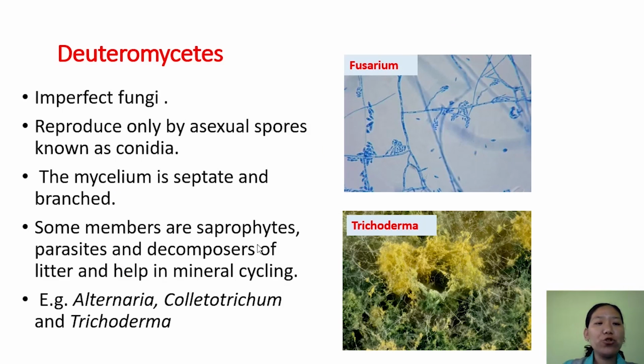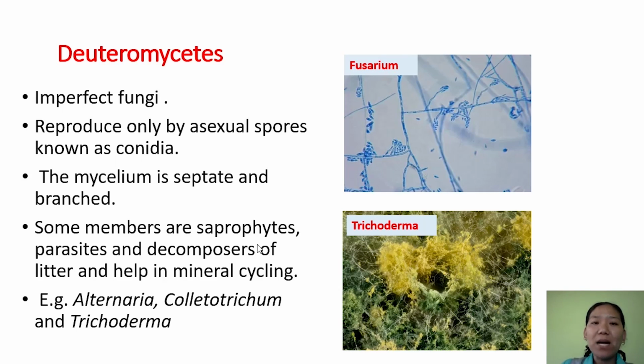Now next is deuteromycetes, and they are called imperfect fungi. Why do you think they are called imperfect fungi? In the class of deuteromycetes, only the asexual spores are known, and that asexual spore is conidia. The sexual stage of these fungi is unknown. So that is why this group is called deuteromycetes, that is, imperfect fungi.